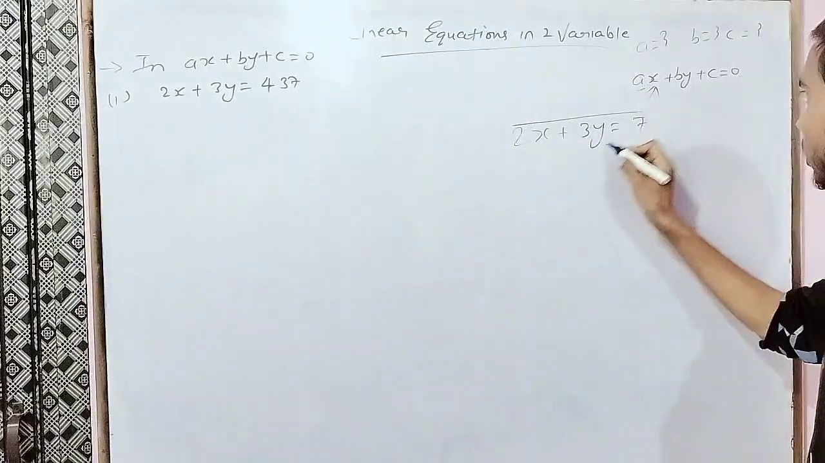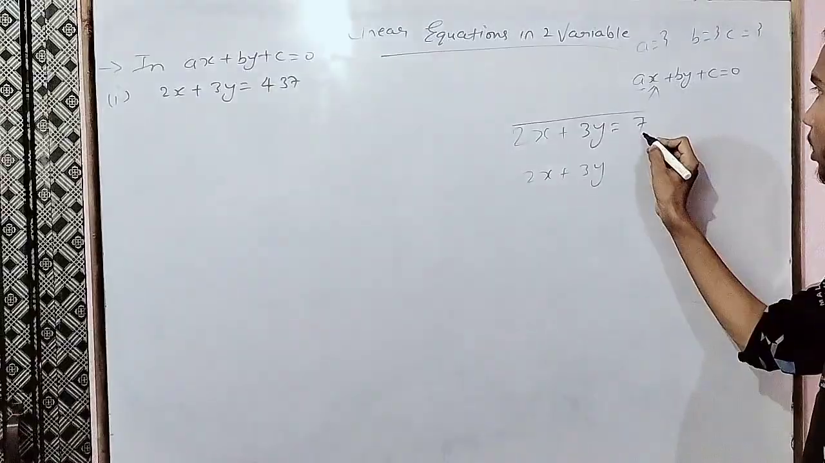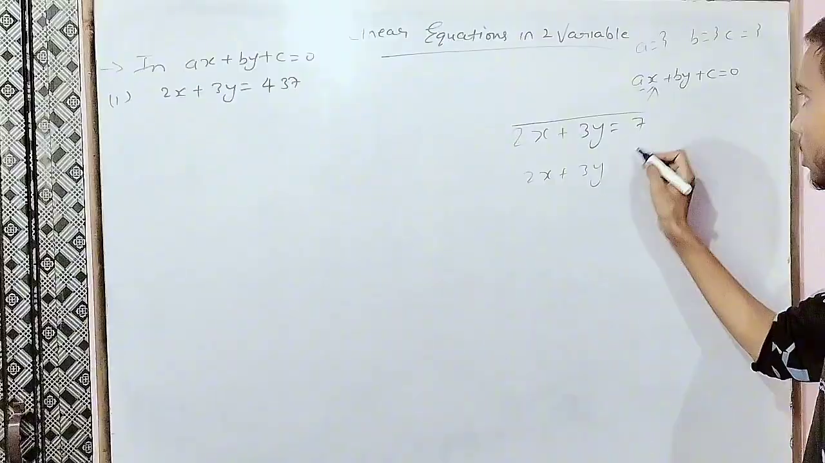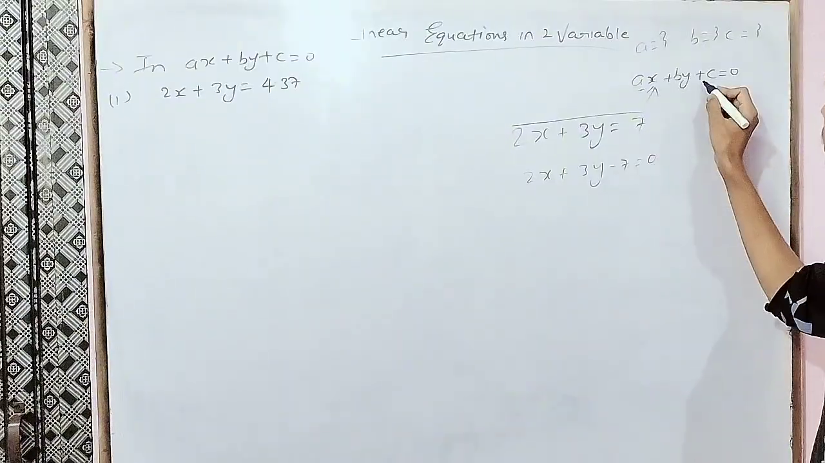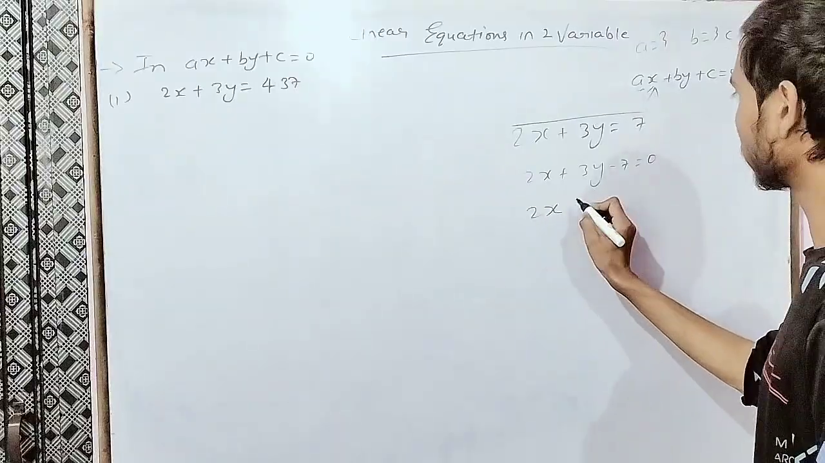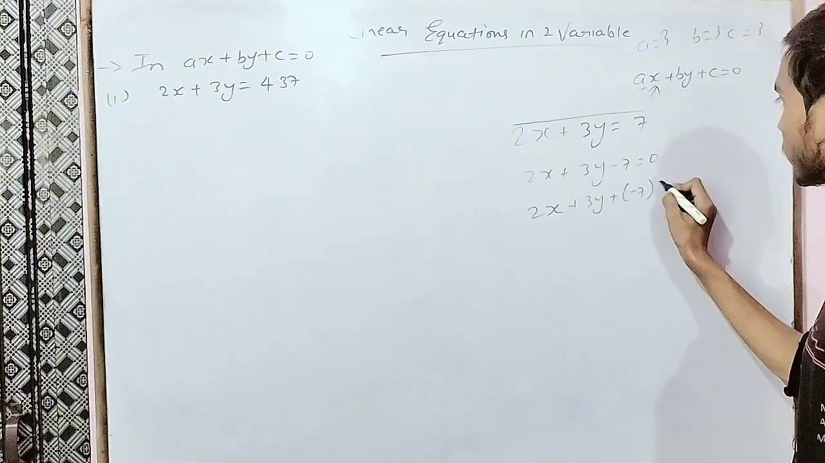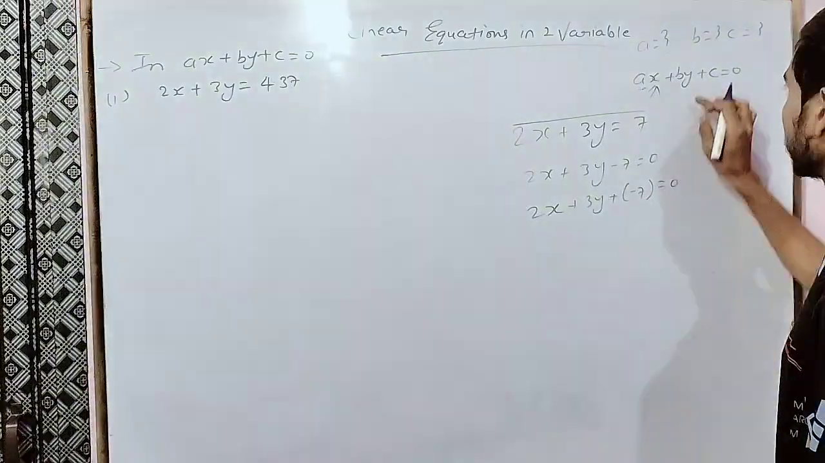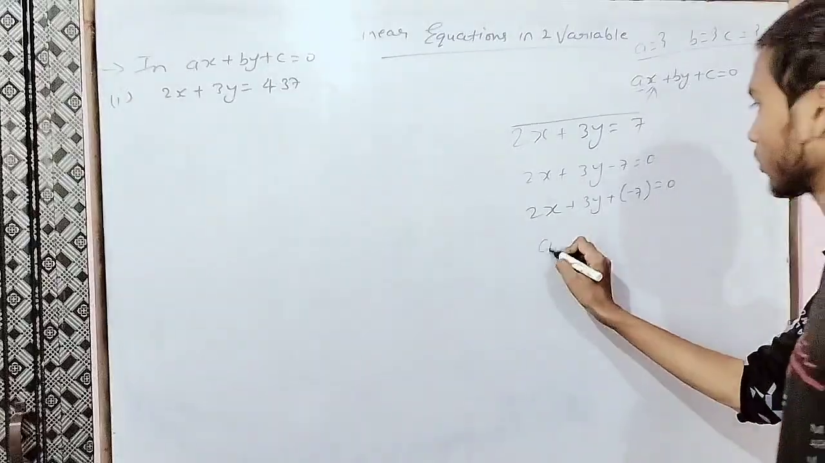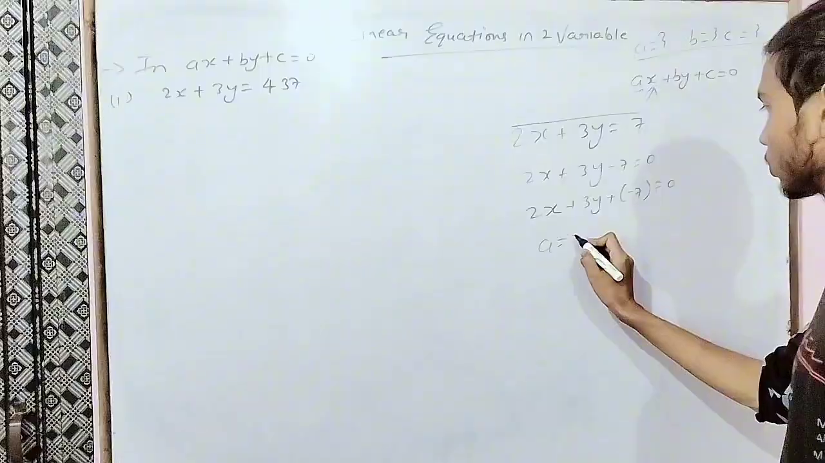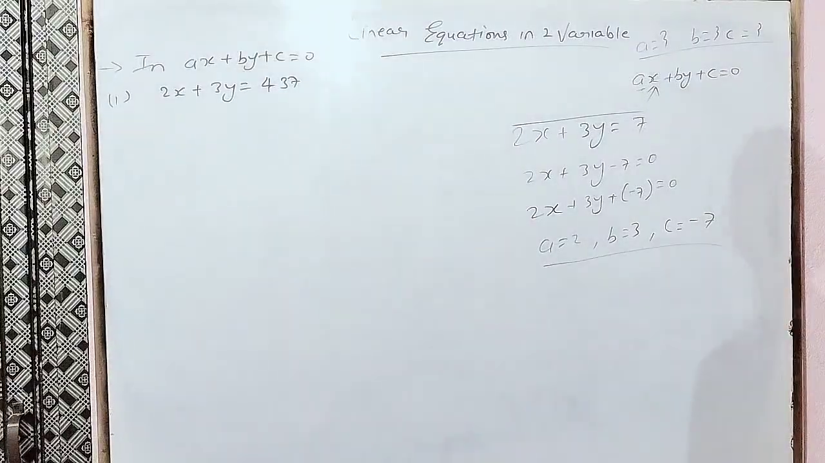So you can arrange this in this form: 2x as it is, plus 3y. The 7 can be shifted to this side, so this will become 0. Now this is plus and this is minus. We can arrange it more: 3y, this, and minus 7 equals 0. Okay. Now it is in this form. Now from here the question is saying find this. So you can find: in place of A is 2, in place of B is 3, in place of C is how much? Minus 7. That's how you will answer.